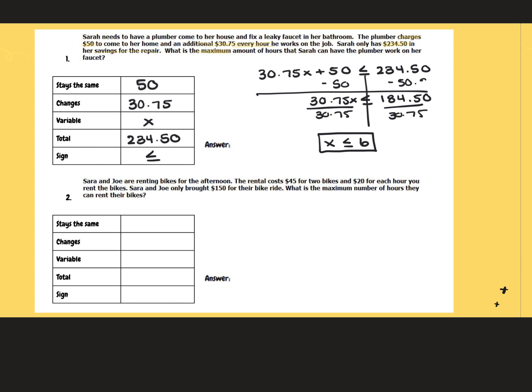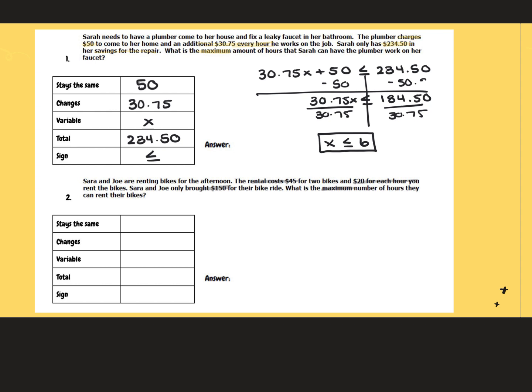What is the maximum number of hours they can rent the bike? So again, picking out that key information, we know the rental cost is $45. We know that it's $20 for every hour. Joe and Sarah only brought 150, and we're looking for the maximum number of hours.